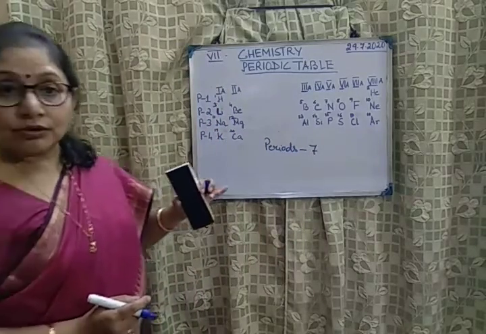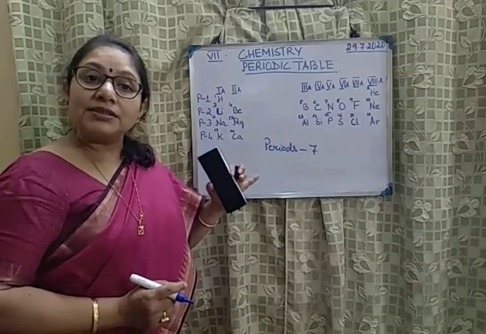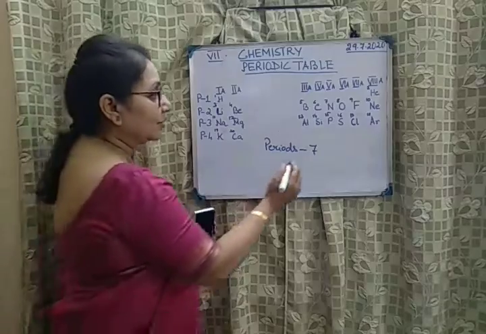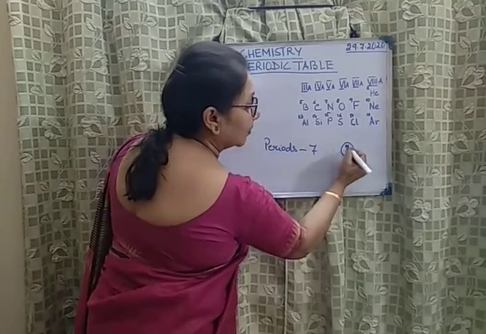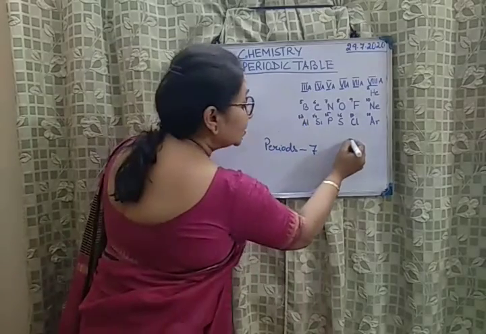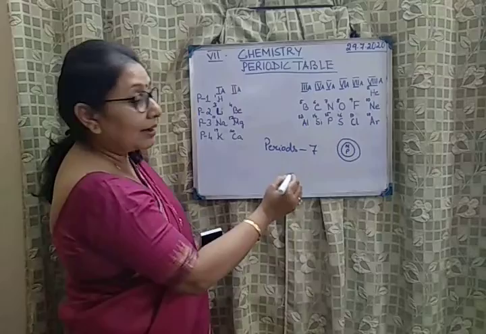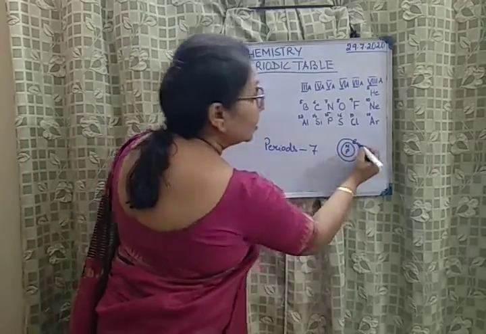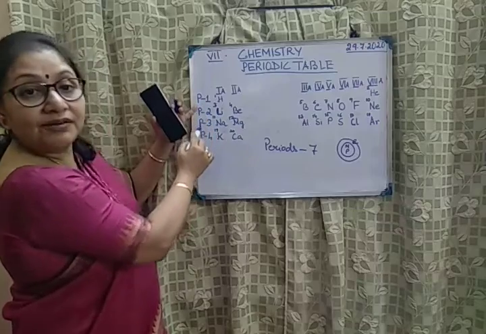Each horizontal row represents the number of shells present around the nucleus of an atom. So in an atom, if this is the nucleus and these are the protons, the shell in which the electrons are present, according to the number of shells that are present, you will find the elements are placed in that particular period number.